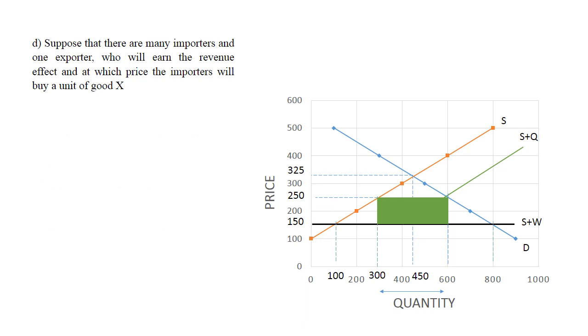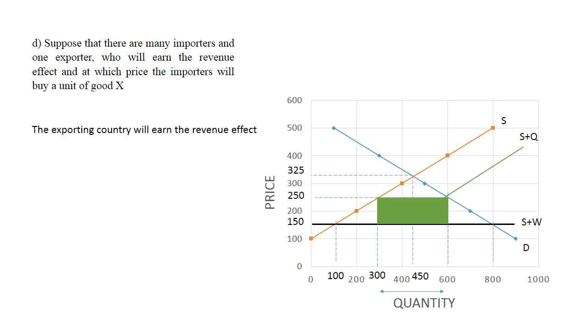Suppose that there are many importers and one exporter. Who will earn the revenue effect, and at which price will the importers buy the units of good X? If you look at the question, there are many importers in country A, and there is only one exporter from another country that exports good X to country A. So the revenue effect will be earned by the exporting country, because it sells good X to country A.